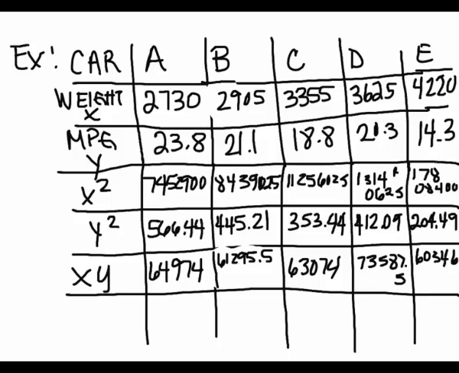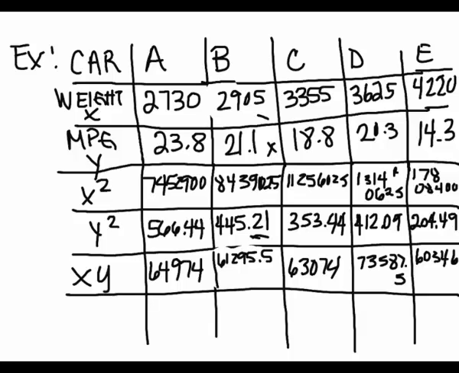And then I did y squared. So I took these y values and squared them. So 23.8, I squared it and I got 566.44. 21.1, I squared it, 445.21. So those were all of the y values squared. Then I took x times y, so 2730 times 23.8 gives me 64,974. 2905 times 21.1 gives me 61,295.5. So I just filled in the rest of the table.